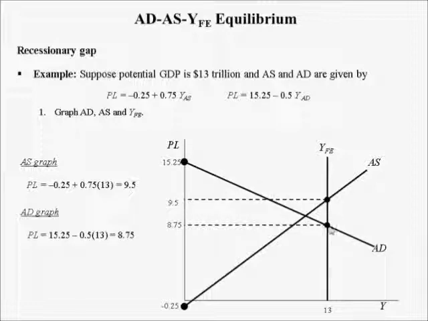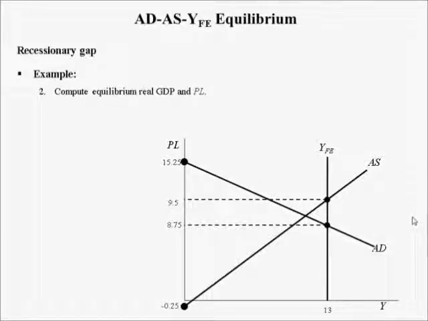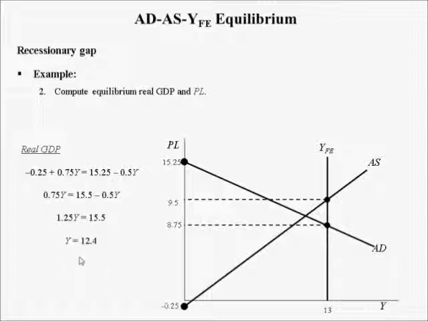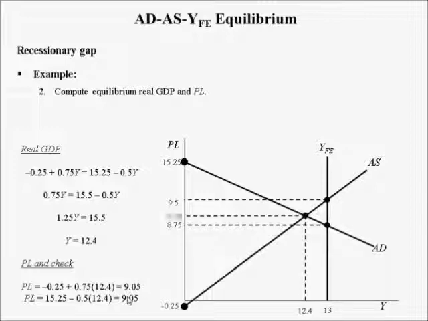Now I want to calculate the equilibrium. Well, remember the equations haven't changed, so the equilibrium is the same, right? We set the supply curve equal to the demand curve, do a little arithmetic, and remember GDP is 12.4. That's less than 13 trillion. Let's do a check. Plug in 12.4, we get 9.05. Plug in 12.4 into the demand curve, we get 9.05. That's exactly what we did previously. The only difference now is that full employment output is larger than 12.4 trillion.